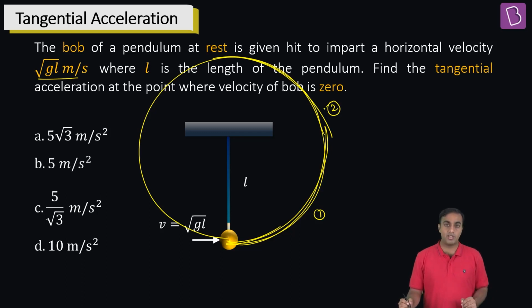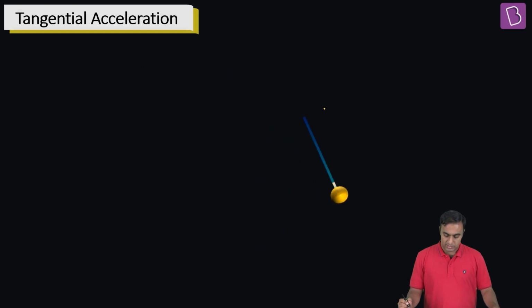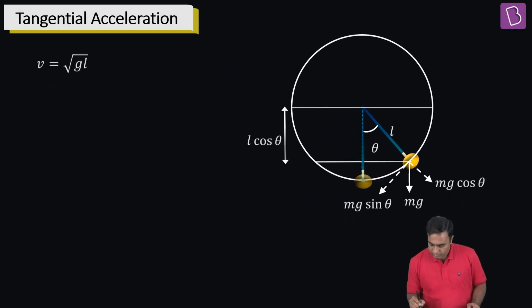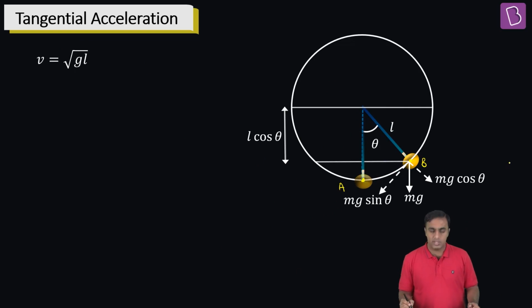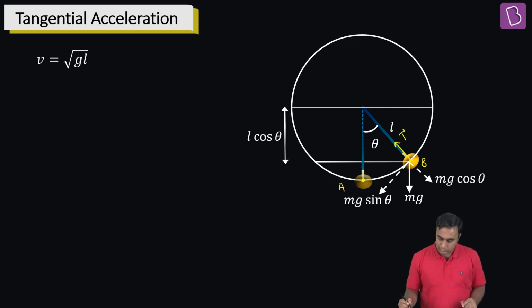Obviously, it is in region number 1. So, let us consider a general position in this region, which we shall call B. Let us call this position to be A. List out all the forces acting on the bob and consider the observer on the bob itself. There is tension T acting along the string in the radially inward direction.